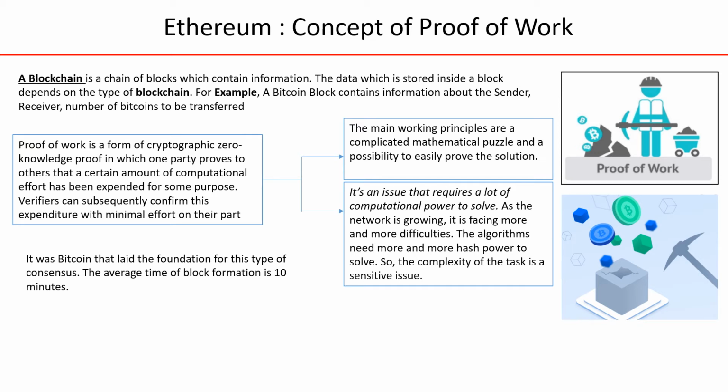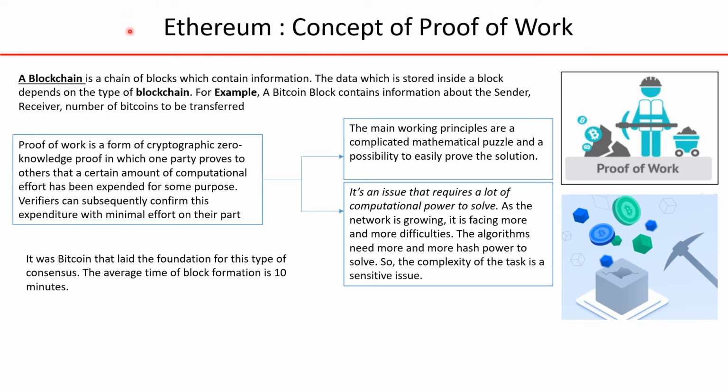It was Bitcoin that laid the foundation of this type of consensus. The average time of blockchain block formation is 10 minutes. So if you transfer Bitcoin from one point to another, it will take around 10 minutes. This is how those blocks will be formed, will be created, and the person who is using this computation power will be rewarded for that. This is called mining. Mining is based on proof of work.